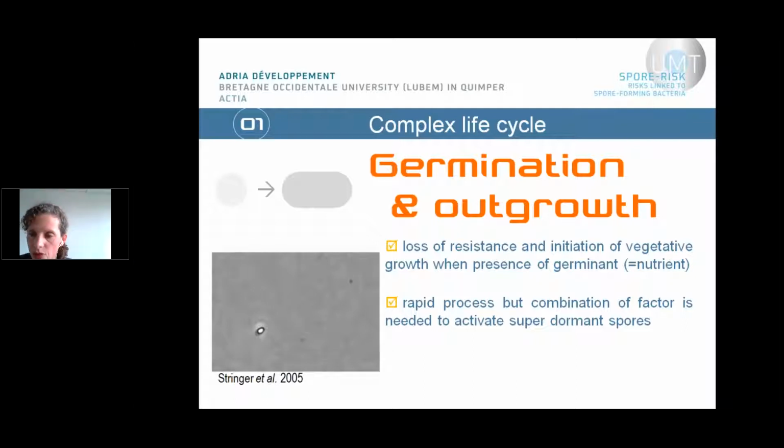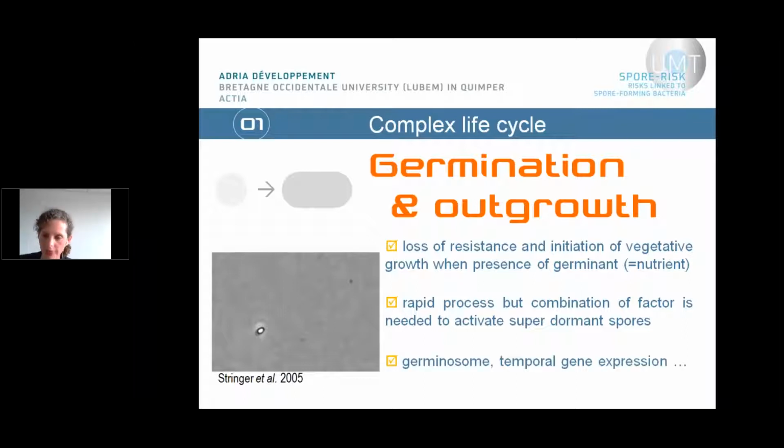Most of the time only one germinant, one nutrient, is enough to initiate germination, but in these really specific super dormant spores you need several germinants, or a combination of germinant and heat treatment, to activate the germination of these spores. This is quite interesting to mention because in food industrial conditions, where you might have successive stress, you can also have some issues related to super dormant spores.